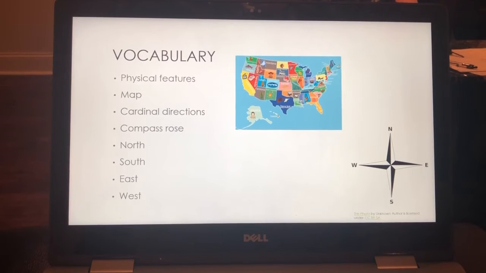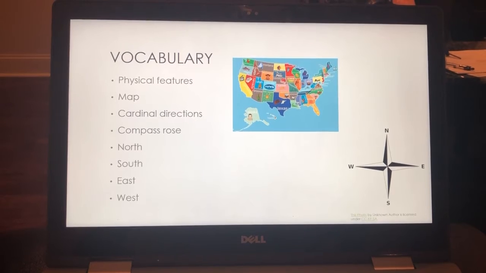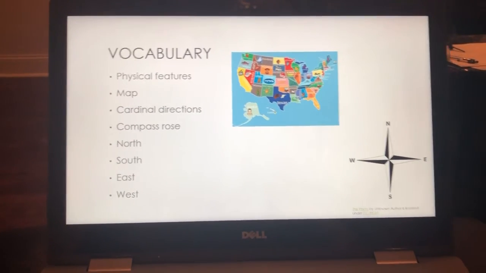We're going to be adding these words and picture definitions of these words to our word wall so you can look at it and remember what we learned.